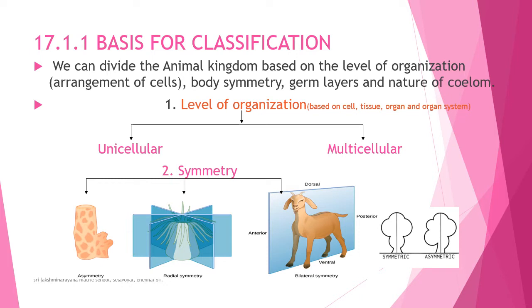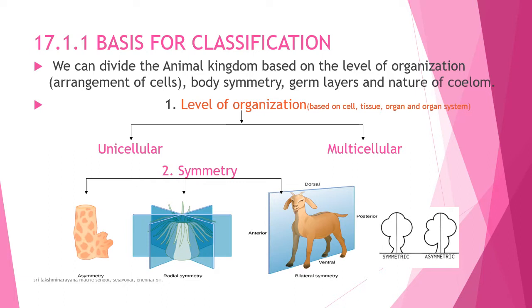Let's see the basis for classification. We can divide the animal kingdom based on the level of organization, arrangement of cells, body symmetry, germ layers and nature of coelom. First one, level of organization. Here it is classified into two types. First one unicellular and another one is multicellular.